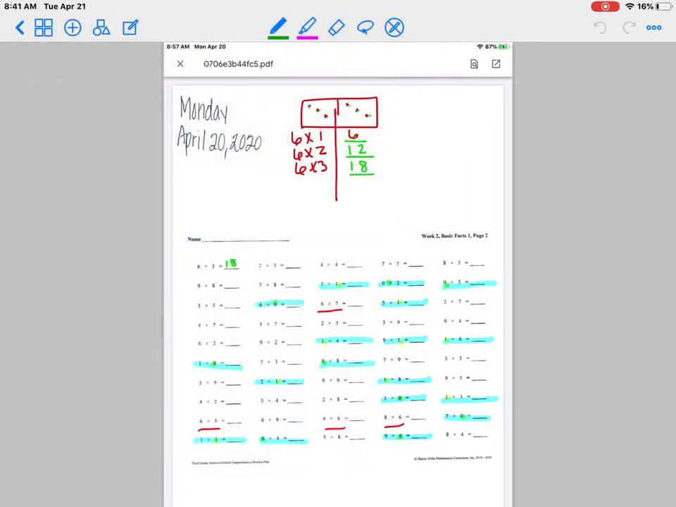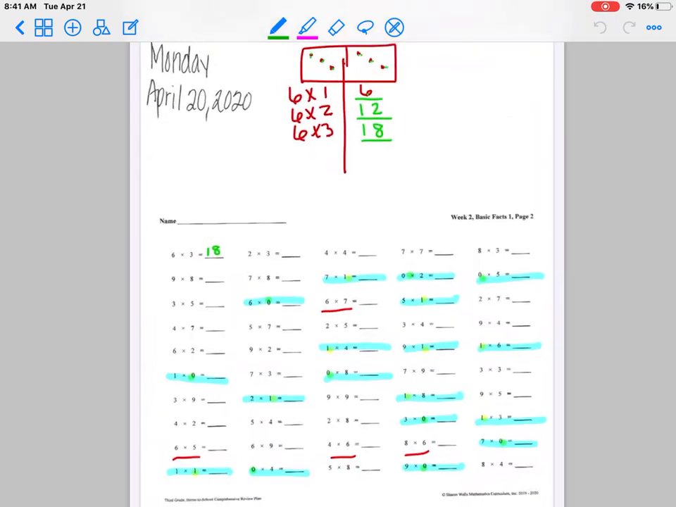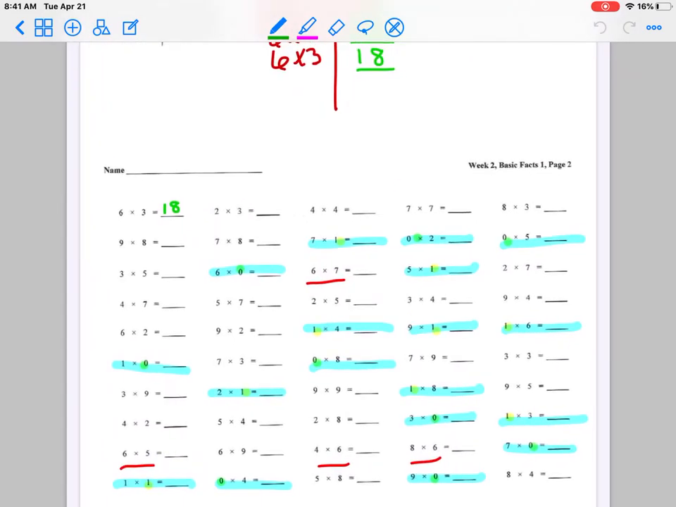We are going to start with our Week 2 Basic Facts 1, page 2. And if you can notice, I already highlighted some of the basic facts that should be the easiest ones, which are the ones you are multiplying by 0 and the ones you are multiplying by 1. If we can remember, any number multiplied by 0 equals 0. Any number multiplied by 1 equals the same number.